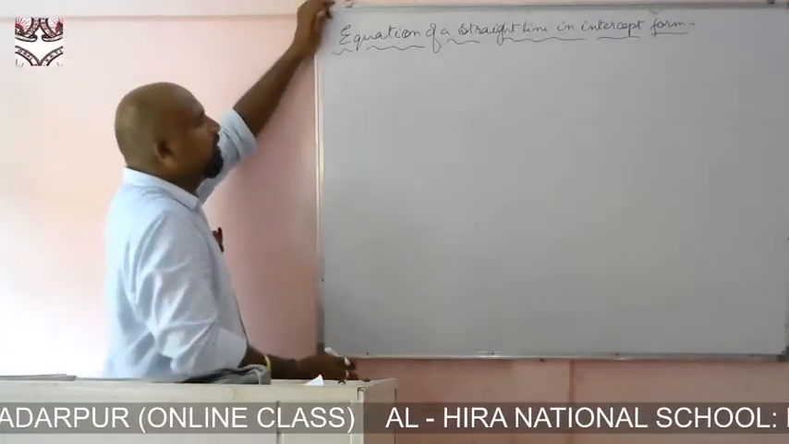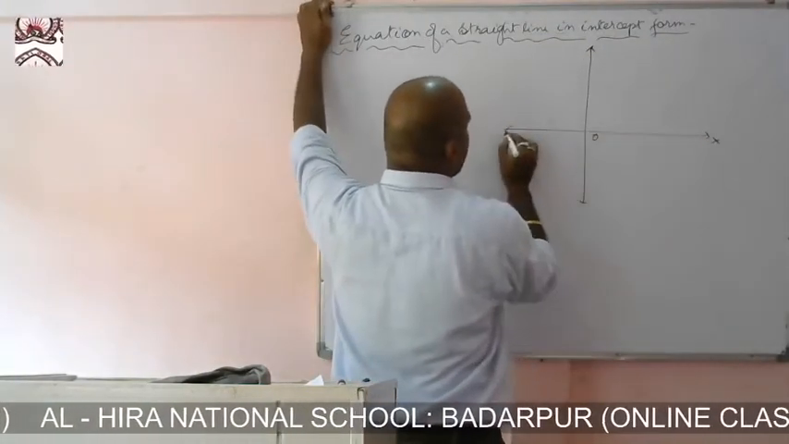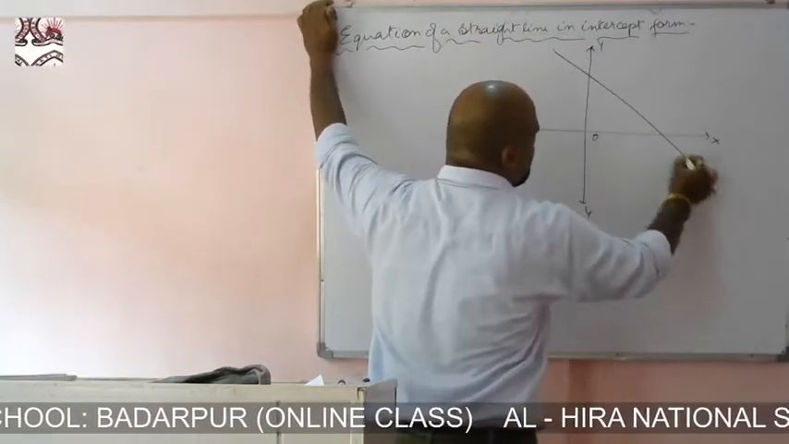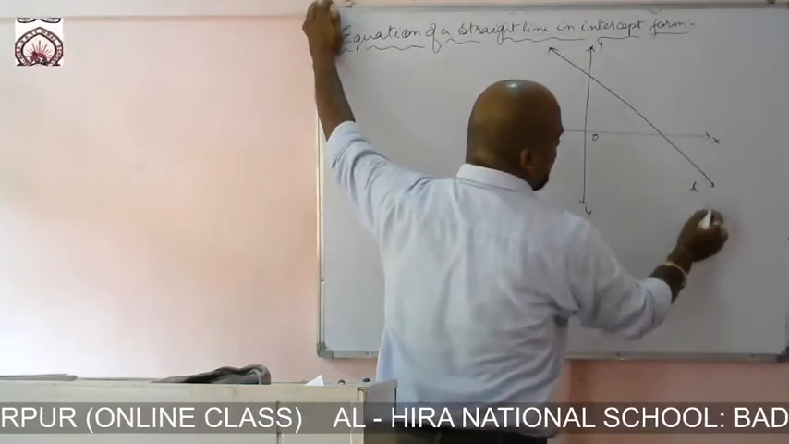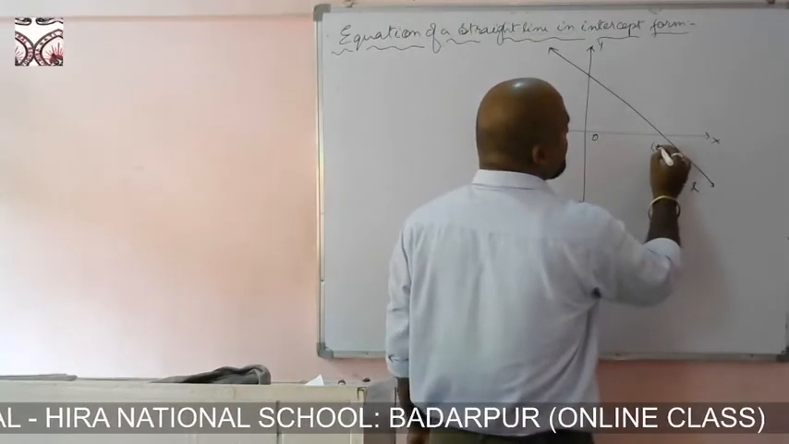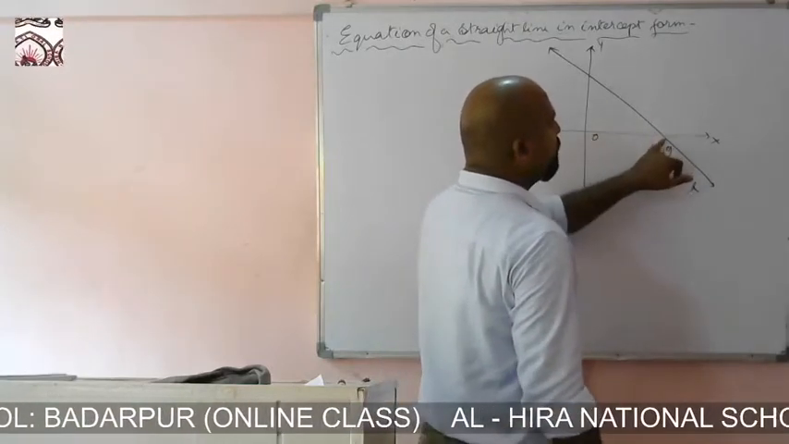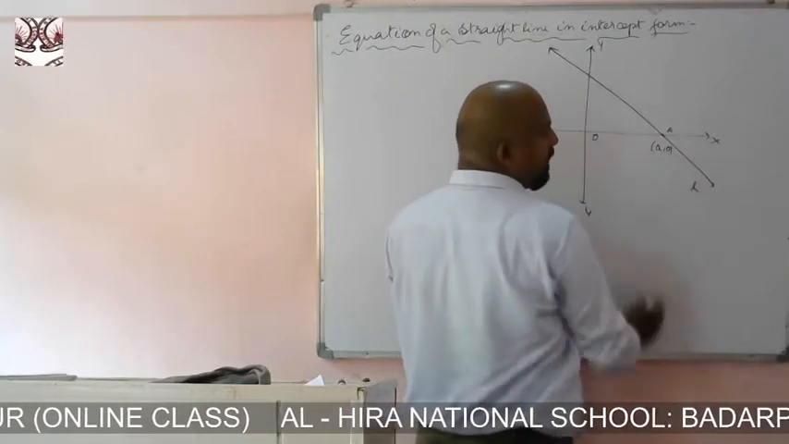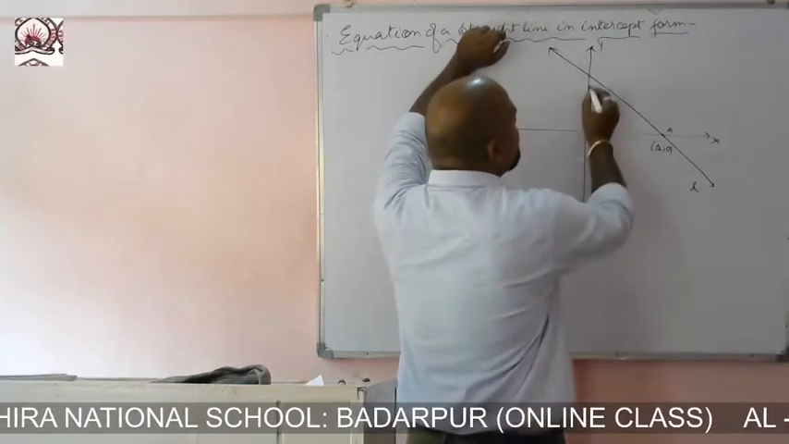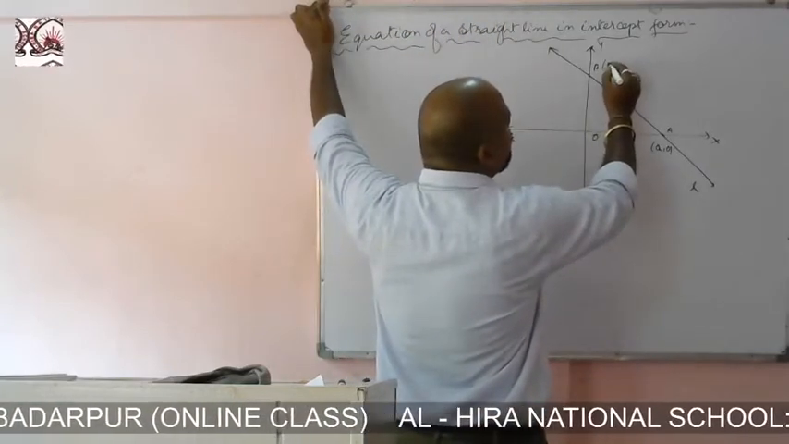Now here x'ox and y'oy, the x-axis and y-axis are drawn. Let us consider this is a line L. Here the x-intercept is a, so the coordinate of this point will be a comma 0, and the y-intercept is b. From the origin to this point the distance is b, so the coordinate of this point will be 0 comma b.